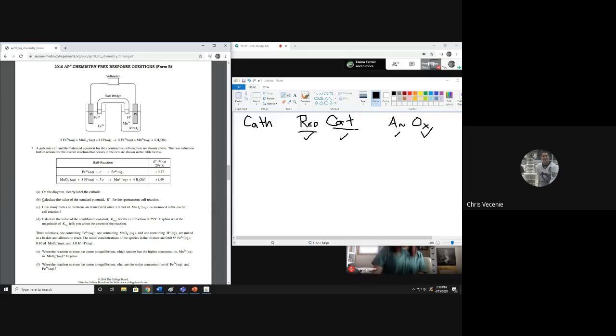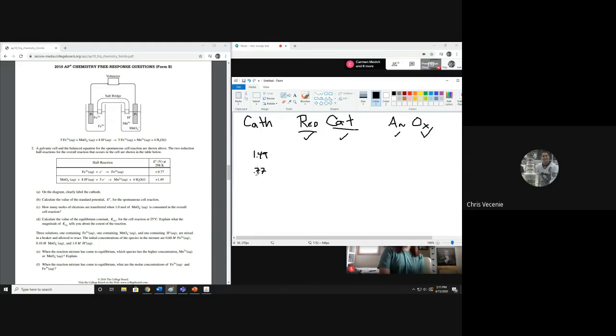All right, letter B says calculate the cell potential for the spontaneous cell reaction. All right, Mia, you with us? Yeah. Hello. If they ask us for the E naught, what is it they want us to do? They want us to flip the less negative equation. Is it less negative? Good. Talk me through the math. Okay, so you're going to flip the top one, right? So we've got the 1.49 and the 0.77. You said the 1.49 stays, the 0.77 flips.